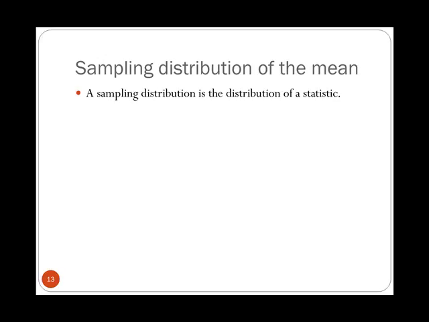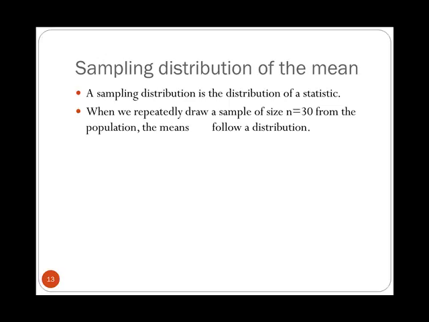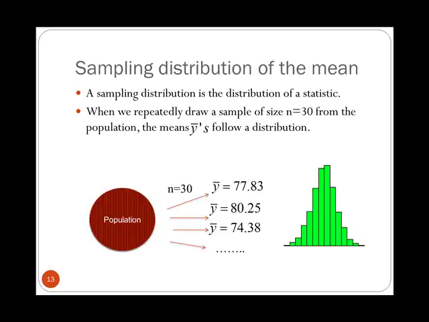So, a sampling distribution is the distribution of a statistic. When we repeatedly draw a sample of size n equal to 30 from the population, the means follow a distribution. So for instance, the first sample we draw from the population with 30 data points, we get an average of 77.83. The second sample, we get 80.25, and so on and so forth. And then when we plot all these numbers, we get a histogram of the sample mean.